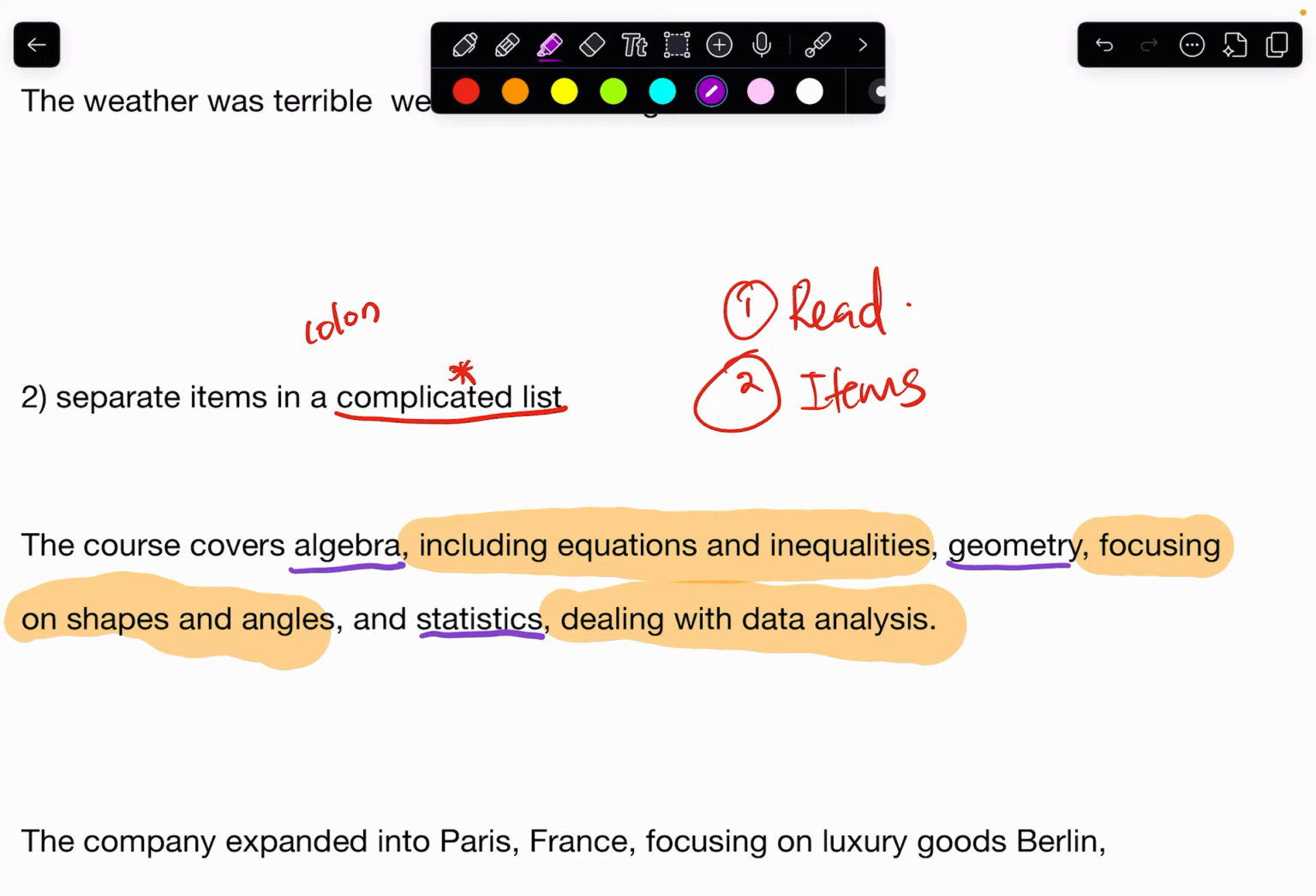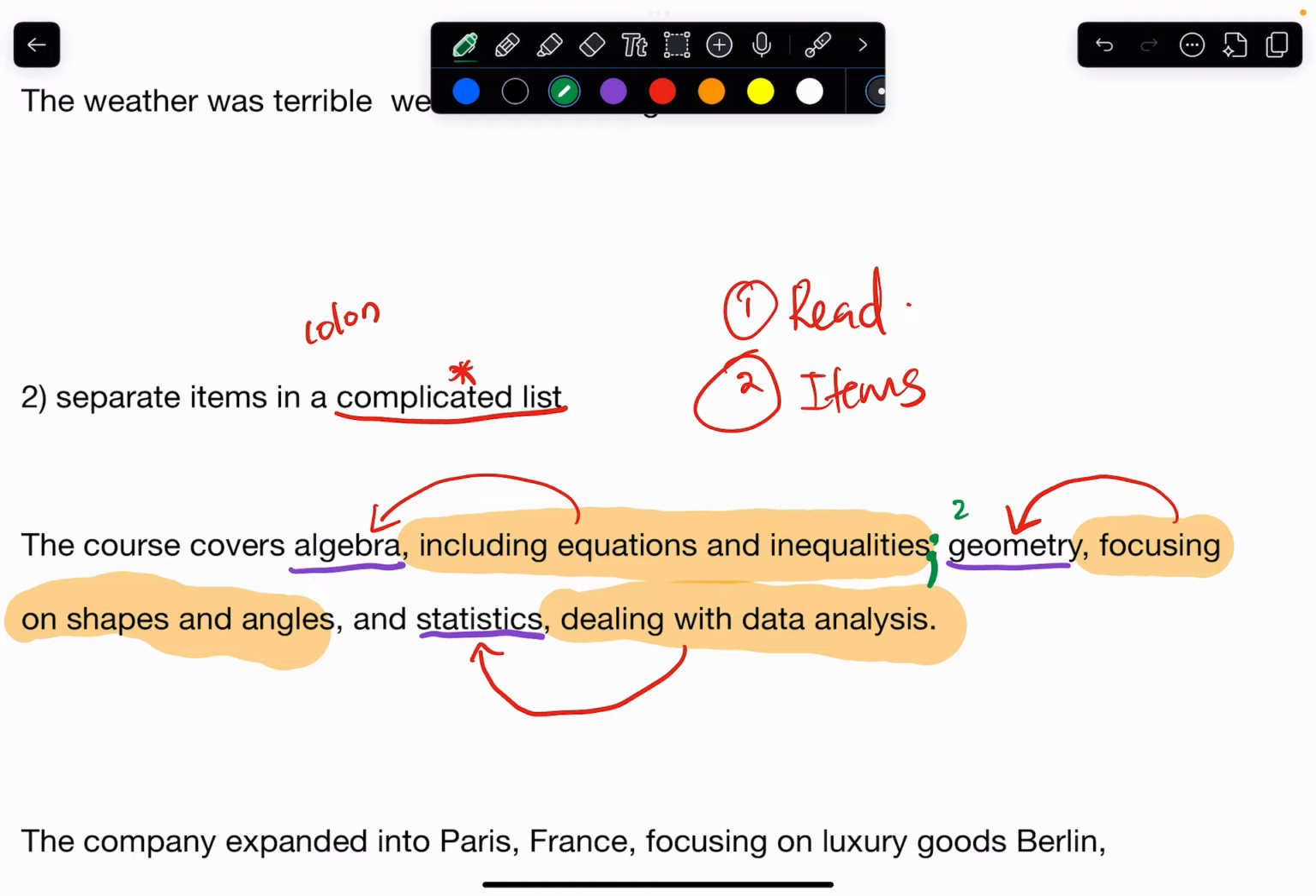So this information is relating to this. This information is relating to this. So technically, if you can find the items, then you will know where to put the semicolon. Let's just say algebra, including equations and inequalities, you put a semicolon here before you go to the next item on the list.